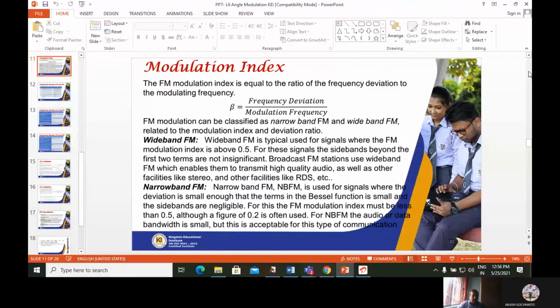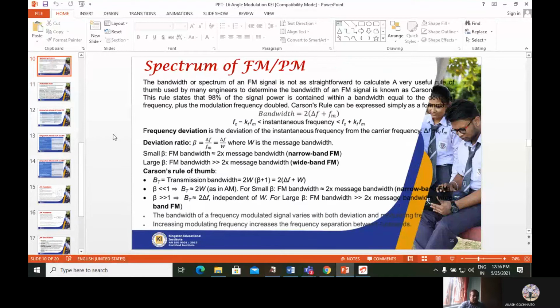Spectrum, all these things I have already talked about. So that was the frequency modulation. Now, what is the comparison? If you want to make one comparison of the frequency modulation and the amplitude modulation, let us have it here.